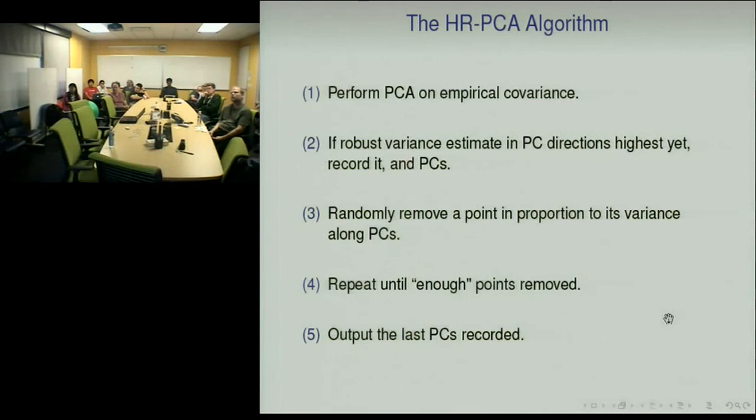So the algorithm is very simple. All of it amounts to performing principal component analysis, projecting on the space that you estimated, doing the robust variance estimate, throwing away a point or a few points randomly, in proportion to the variance, and repeating. So the algorithm itself is something you can code in 20 minutes in MATLAB. Questions?